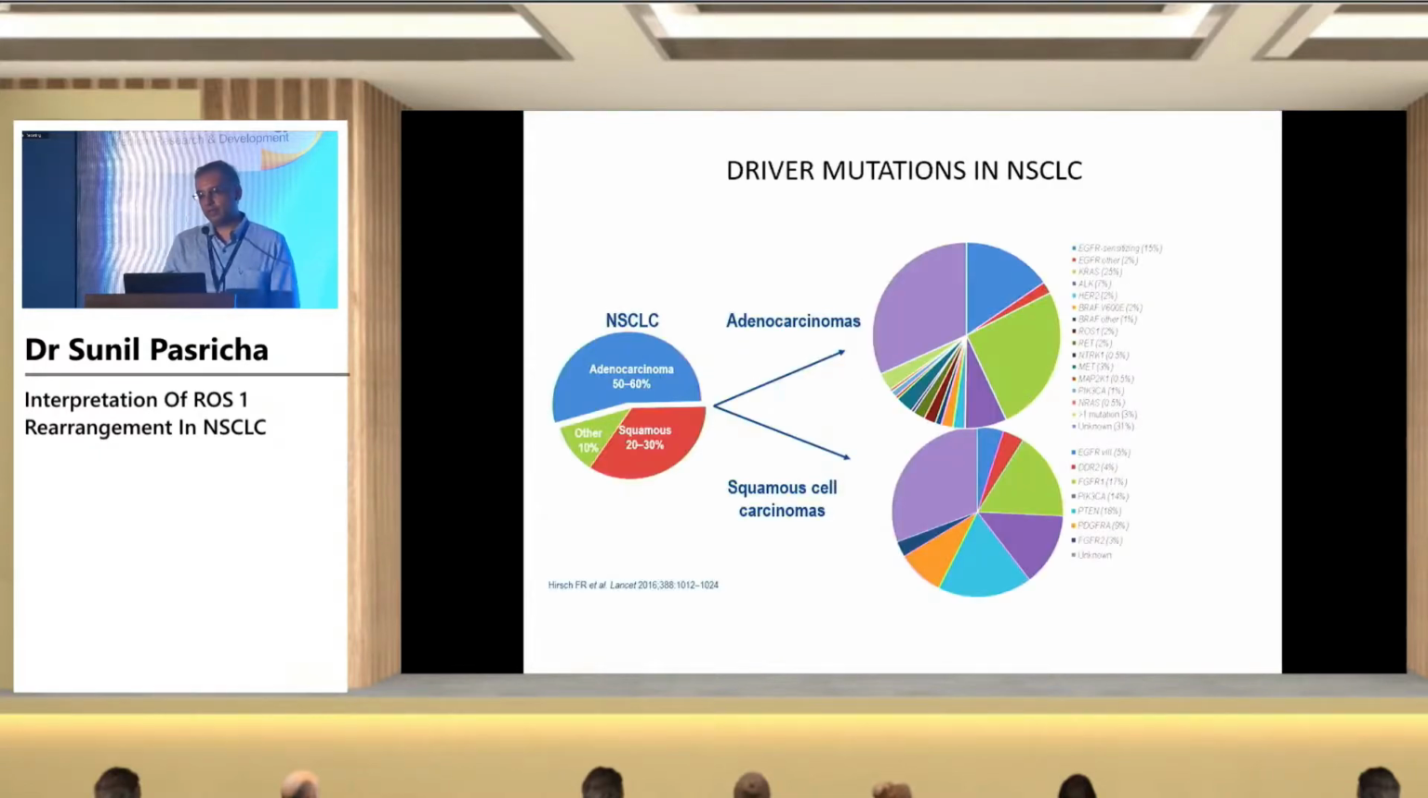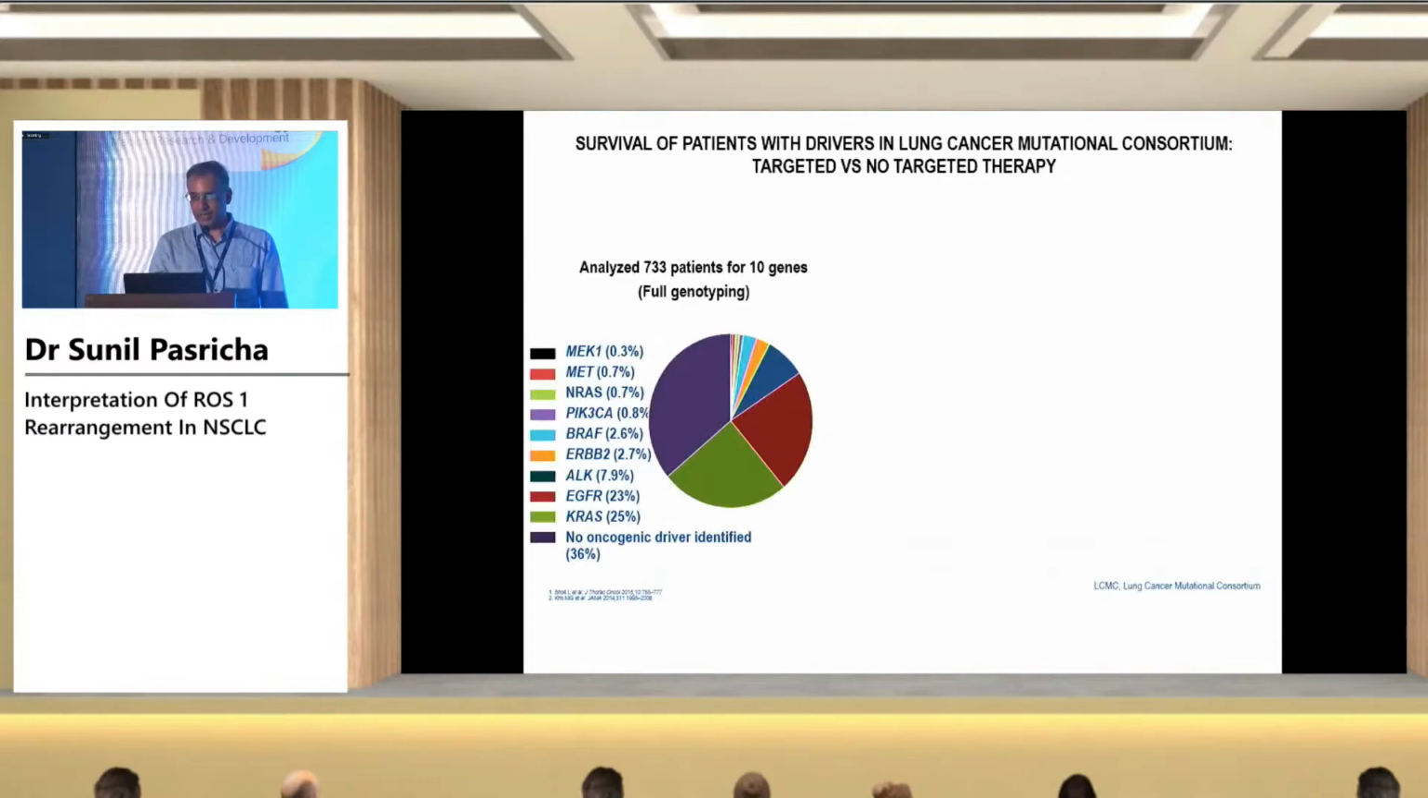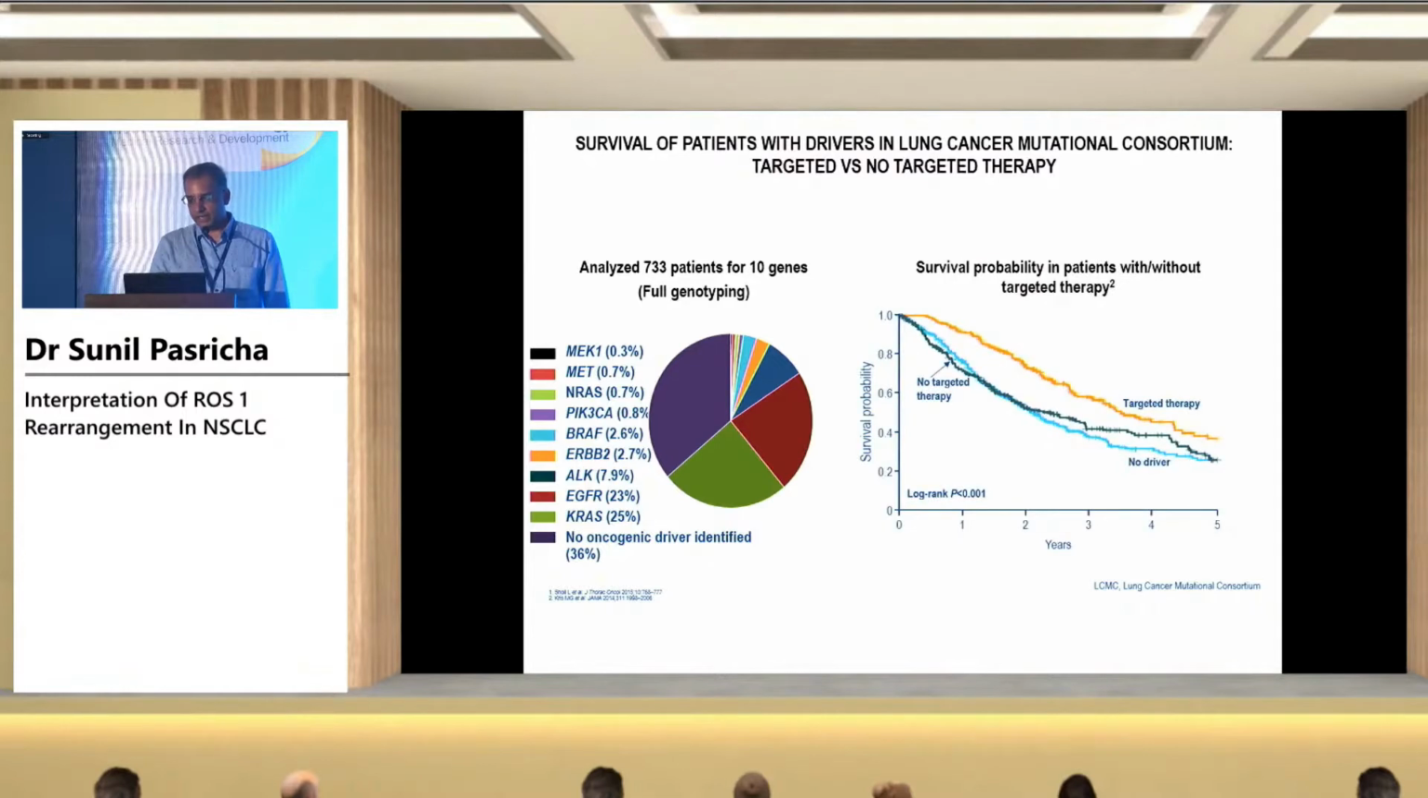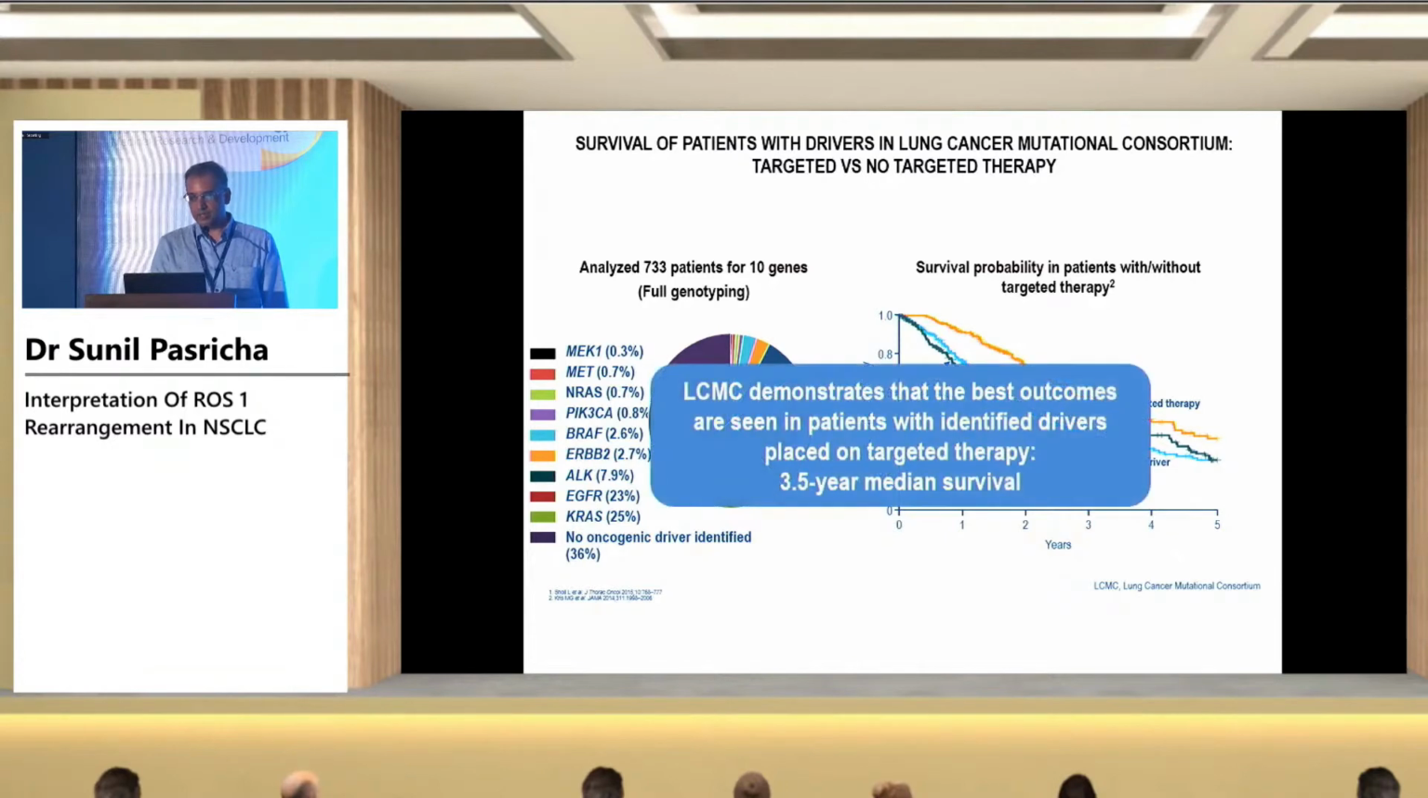So, as we all know, 90% of lung cancers are NSCLC, and the role of pathologists in the current era is not only to diagnose a lung cancer, but also to find out the predictive biomarkers so that the patient can be put on targeted therapies. And this is the survival of the patients in the Lung Cancer Mutation Consortium. We can see that there is a good prognostic separation of the curves when the patients are put on targeted therapy, as shown in the orange curve, as compared to when no targeted therapy was given or when no driver was identified. So the consortium demonstrated that the best outcomes are seen in patients with identified drivers placed on targeted therapy, with a median survival of 3.5 years.